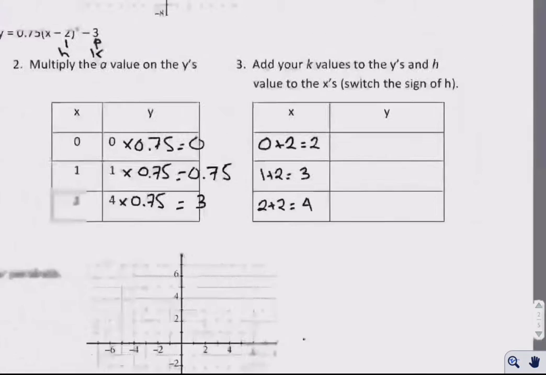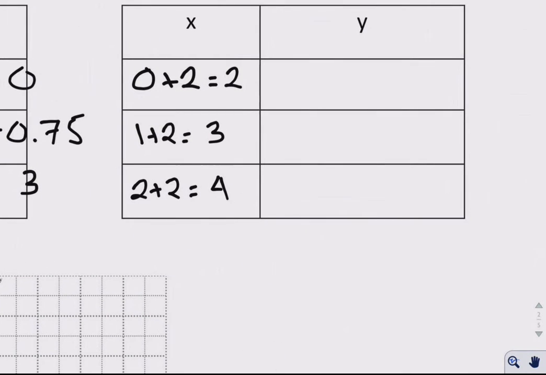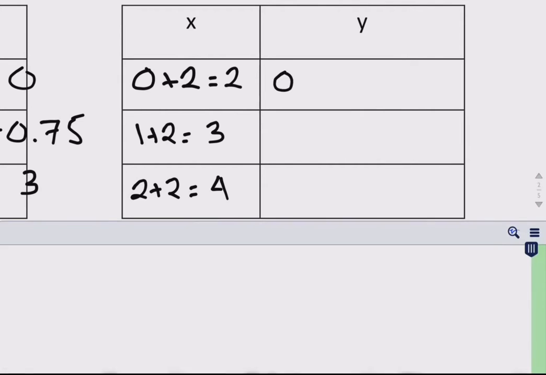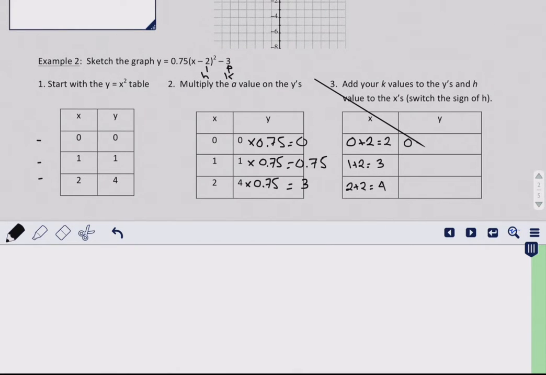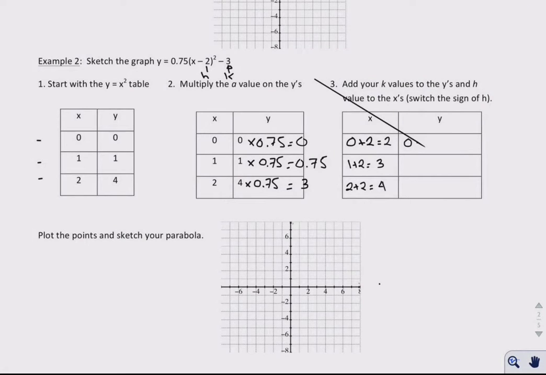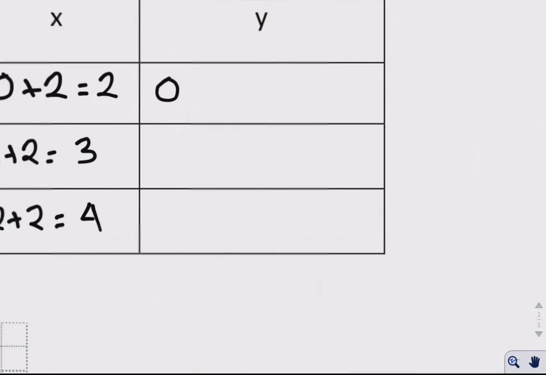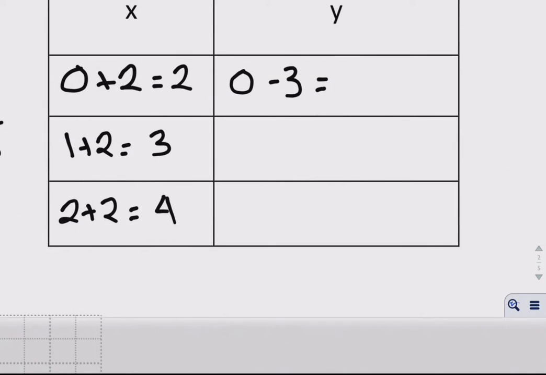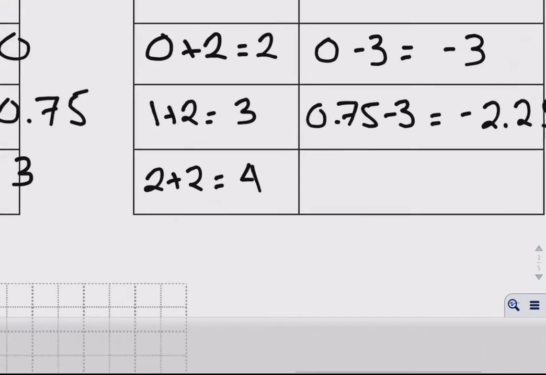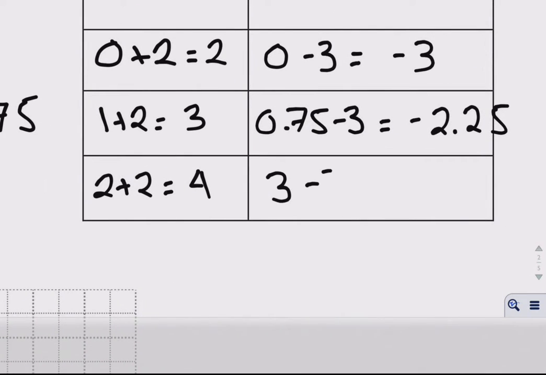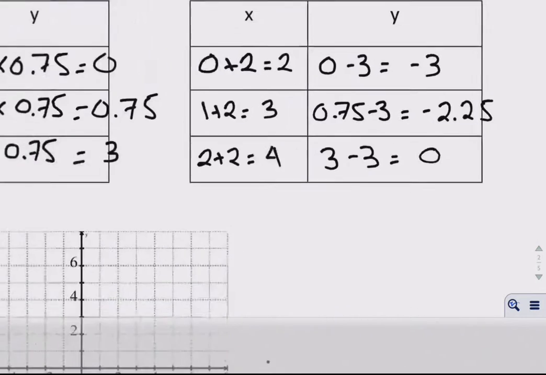And for the y values, what am I doing? I'm subtracting 3. So I have 0 minus 3, which gives me -3. I have 0.75 minus 3, which gives me -2.25. And then I have 3 minus 3, which gives me 0.